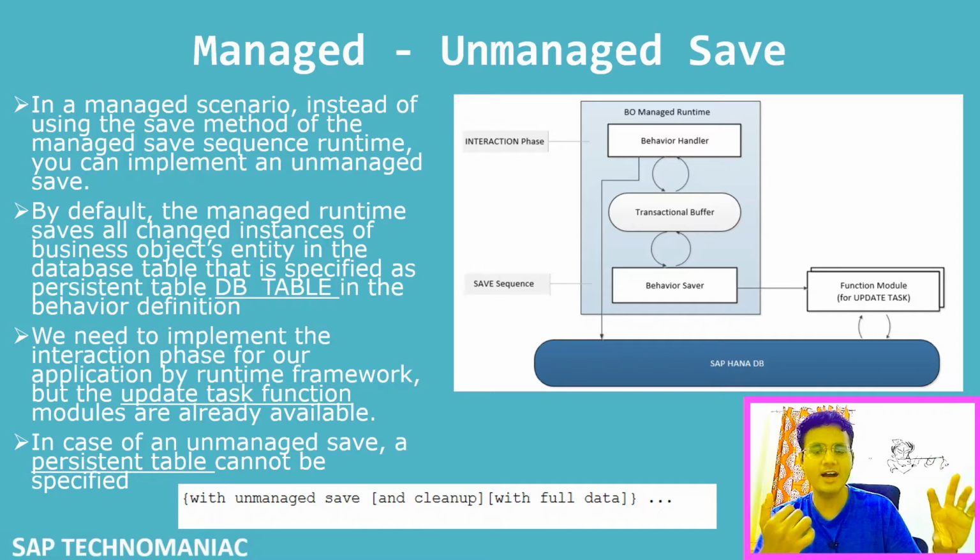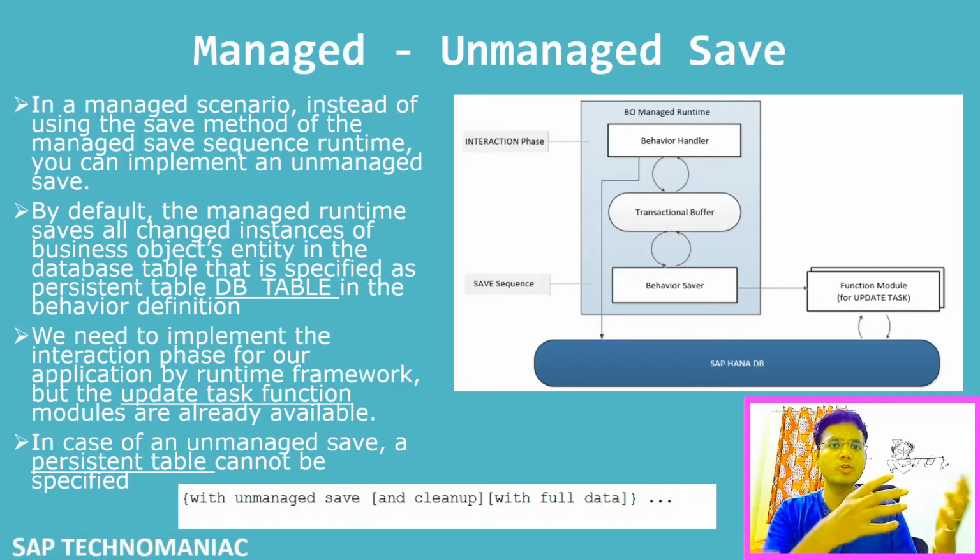The function modules are already available, and we can call them in the update task instead of saving the data directly in the table. So if those function modules are available, you can use this unmanaged save. The unmanaged save will be called during the save sequence only, and how it will be called I will show you in the next slide. But instead of saving the data in the persistent table, it will save the data using those function modules.